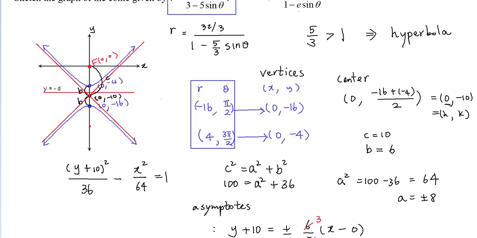Now I added the two asymptotes into my graph, so this one must be going upward, 3 over 4 x minus 10, and this one is going downward, negative 3 over 4 x minus 10. So there are two asymptotes to the hyperbola as well. And so for this one, what's important is the rectangular equation and finding the asymptote equations as well.